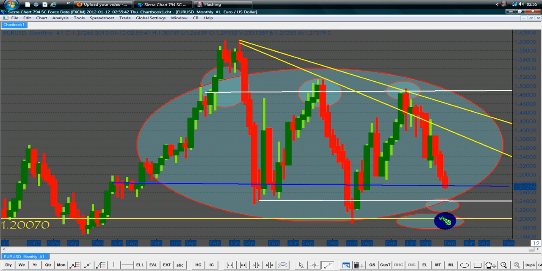We'll use our tool. This is not a signal to sell the euro or a signal to buy the euro. This is a technical analysis about the range euro.